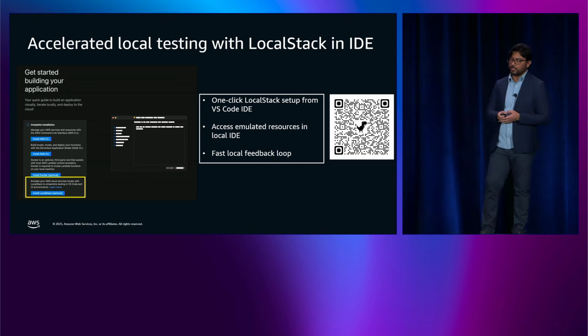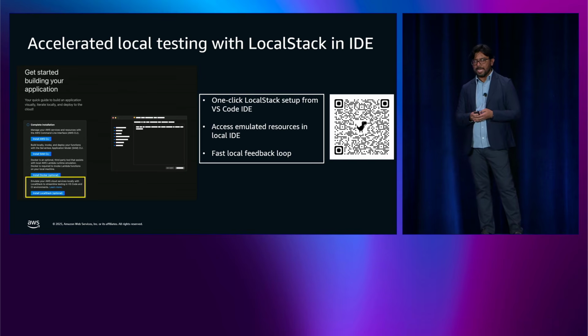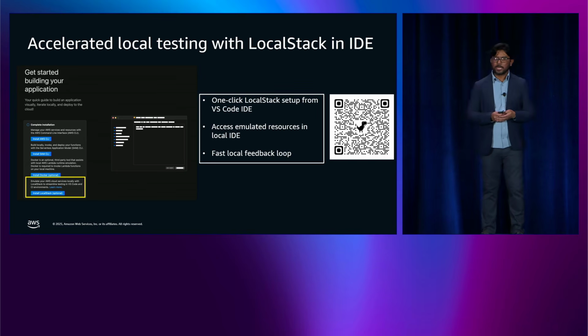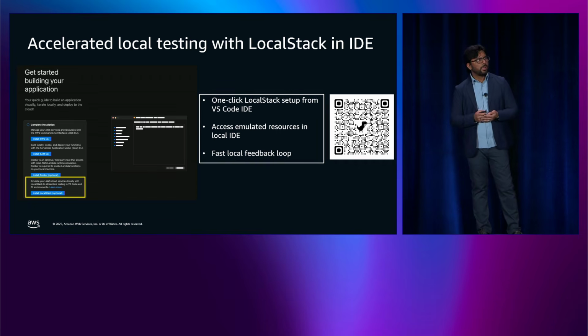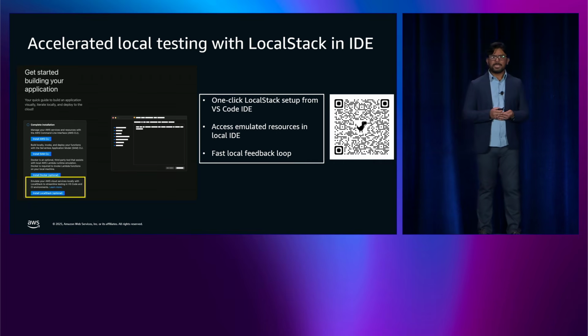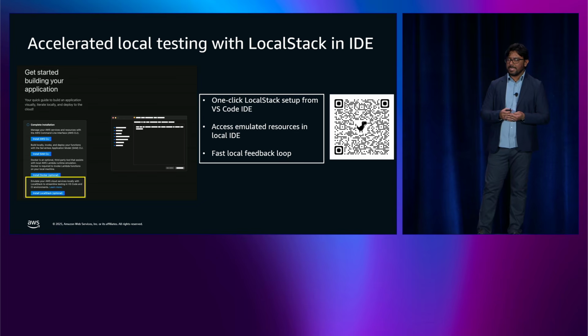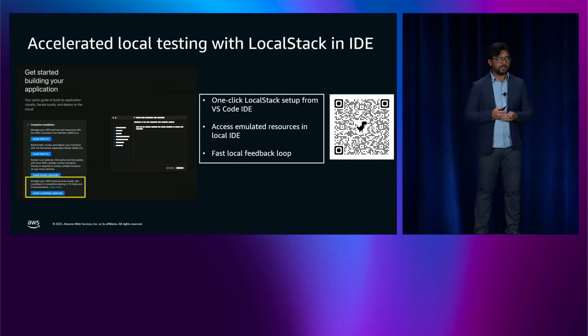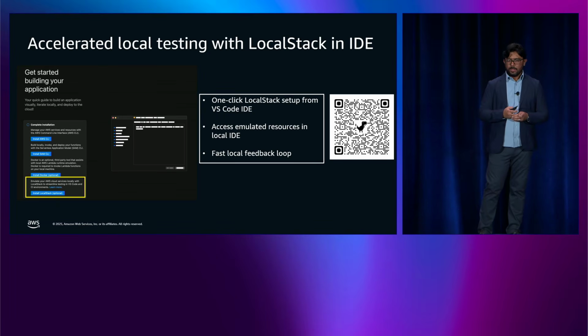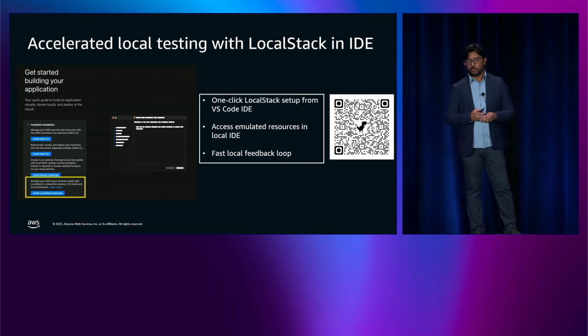To address this friction, we launched a new integration with LocalStack, a local cloud emulator, in the VS Code IDE. This integration makes it easy to set up LocalStack in your IDE. One click is all it takes. And you get access to emulated AWS services and resources to test against. This significantly accelerates your local feedback loop for serverless development.